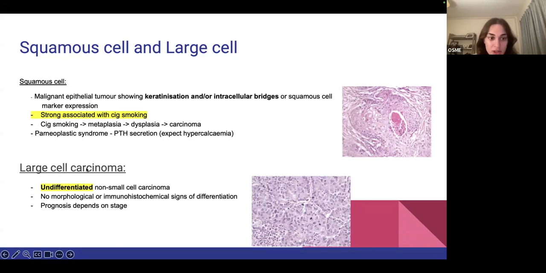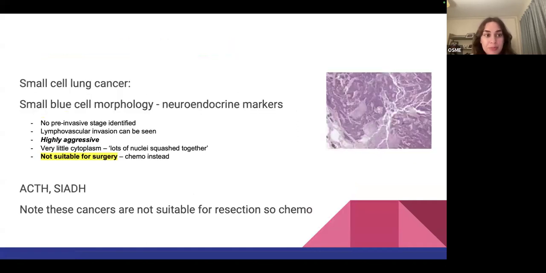Large cell carcinomas are undifferentiated. They're a non-small cell carcinoma, as I mentioned earlier, and there's no real sign of differentiation. So if they say there's loads of undifferentiated cells, that's what will probably lead you to large cell carcinomas. Small cell lung cancer, the key phrase that you need to look out for is small blue cell morphology, and that's a neuroendocrine marker. These are pretty nasty lung cancers, but they're quite rare and very aggressive. The reason they're quite nasty is that they're just not suitable for surgery and they need chemotherapy, which obviously means they're not going to do as well with all the side effects.